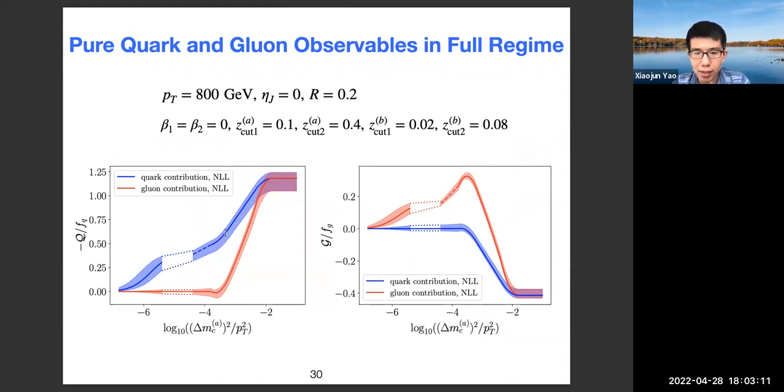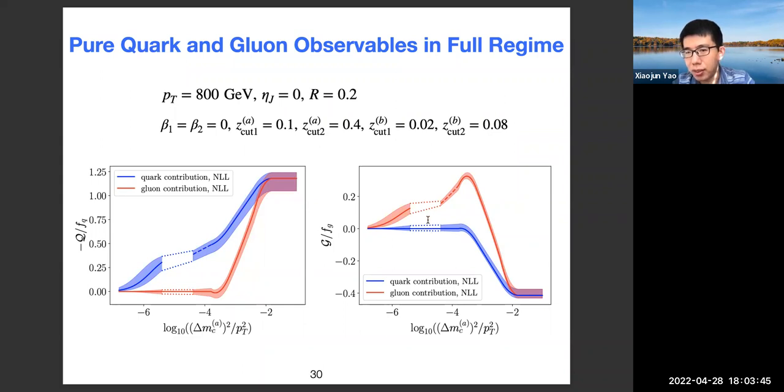And we can also apply the same construction to the perturbative region, where the same construction basically works. We can have some pure quark or pure gluon observables, even in this perturbative region. But we only analyzed the deep non-perturbative region and the purely perturbative region. Between these two regions, there is a transition region where one of the soft jets needs non-perturbative correction, but the other soft jet is perturbative. So we didn't study that in this study, and we called that region the transition region.